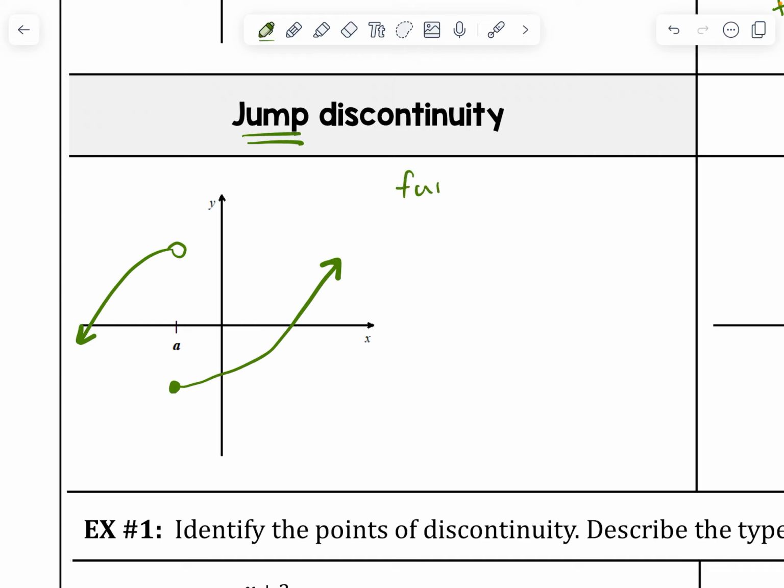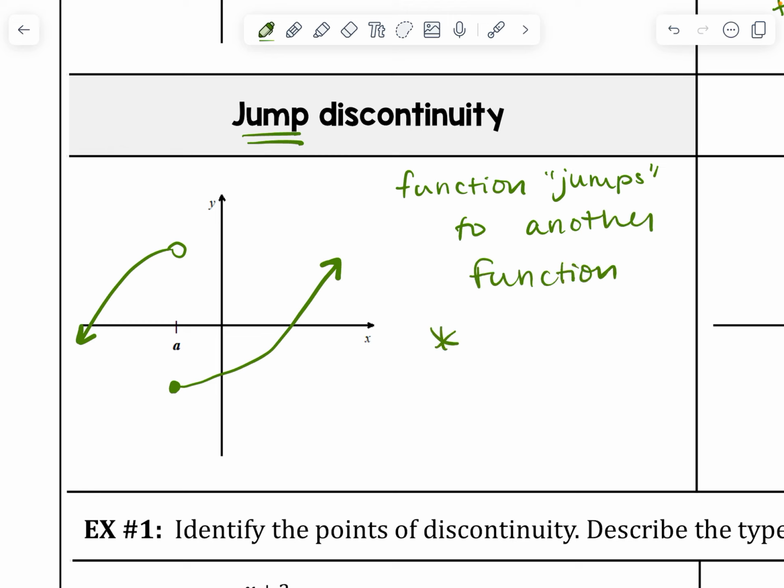And what happens is it's when the function jumps to another function, like specifically in piecewise functions. So remember, in your summer work, you had some piecewise functions that you had to work on where we have specific functions for different values of x.